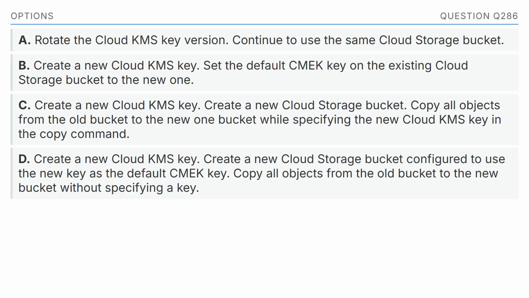Option C, create a new Cloud KMS key. Create a new Cloud Storage bucket. Copy all objects from the old bucket to the new bucket while specifying the new Cloud KMS key in the copy command. Option D, create a new Cloud KMS key. Create a new Cloud Storage bucket configured to use the new key as the default CMEK key. Copy all objects from the old bucket to the new bucket without specifying a key.